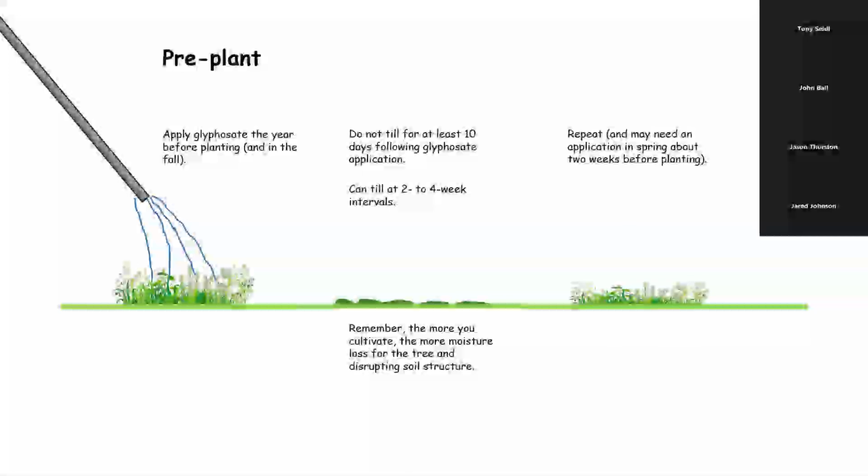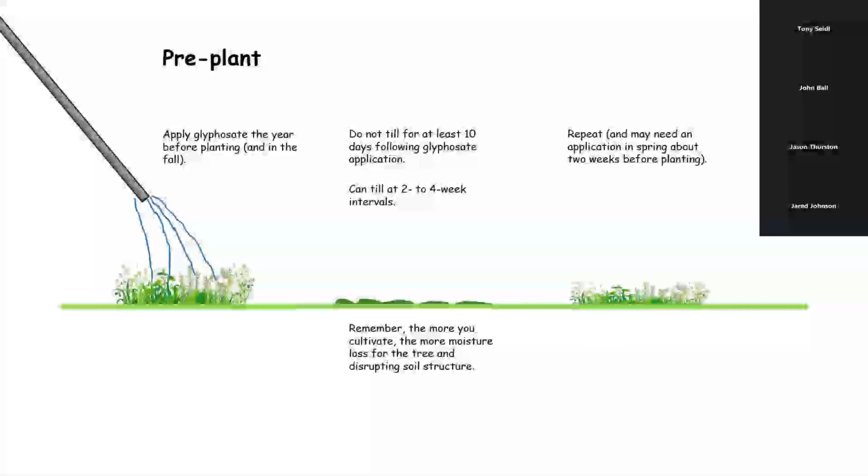So the pre-plant, as you're looking to put the herbicide in, well, glyphosate applied the year before planting and making sure there's an application done in the fall. If you're using glyphosate to kill off the vegetation that's in the rows or on the site, don't till it in for at least 10 days following the application. And you can till at about 2 to 4 week intervals.